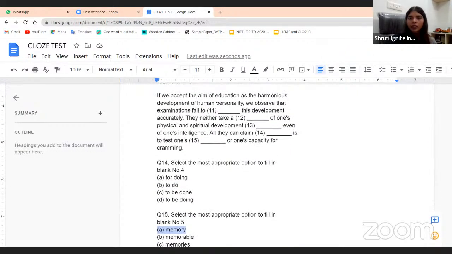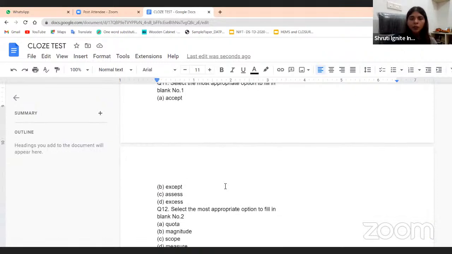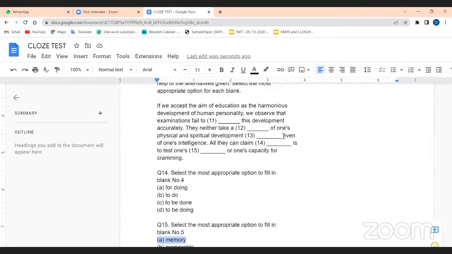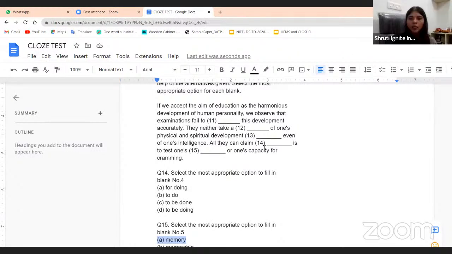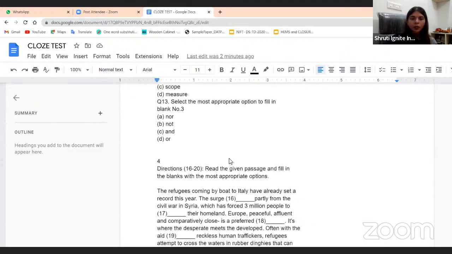So overall, we're looking at fail to assess this development accurately. They neither take a dash of one's physical or spiritual development. So this one was measure. And then you were looking at spiritual development. Neither take, nor even of one's intelligence. All they can claim to do is to test one's memory or one's capacity for cramming. Correct. Now let's go to the next one.